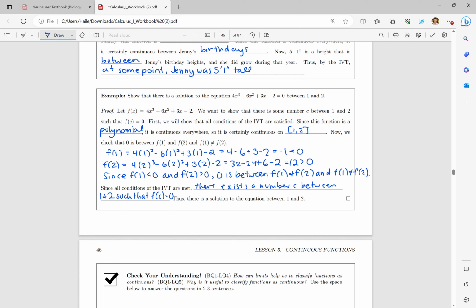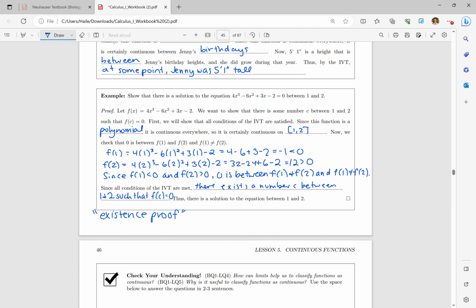Okay, so just to give you a little more detail on this, notice that this solution does not actually solve the equation. It just shows that there is a solution. So this is what we call an existence proof. So we're showing that a solution exists, but we don't actually solve and find what the solution is.